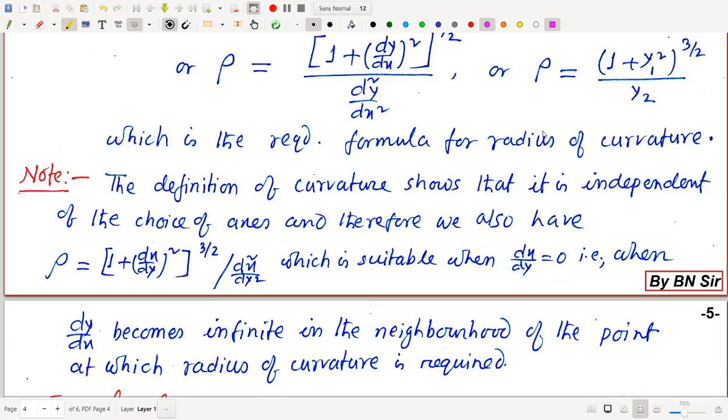Now the definition of curvature shows that it is independent of the choice of axis. Why? In the definition of curvature, what we have seen, psi is the angle made by the tangent to the curve at a point P with some fixed line, say the x-axis. The fixed line may be OY also, maybe the y-axis also. That means the roles of x-axis and y-axis can be interchanged. The roles of x and y can be interchanged.